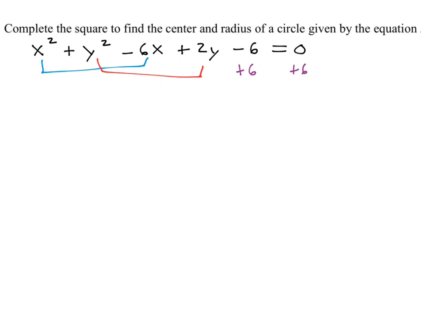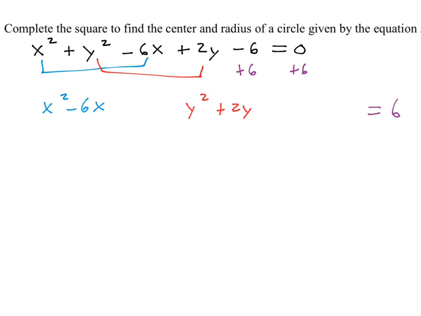And so that's going to give us x squared minus 6x. I'm going to leave a space because I need to do some completing of the square here. And I'm going to write the y stuff, which is going to be y squared plus 2y. Again, I'm going to leave a space, and it's going to equal 6 on the right side. So what's going on is I'm actually completing the square twice, once for the x part and then once for the y part.